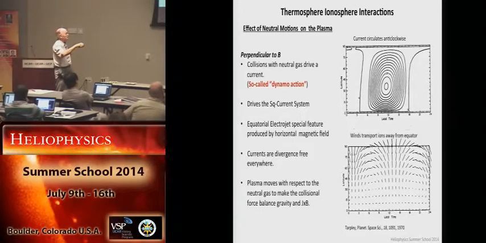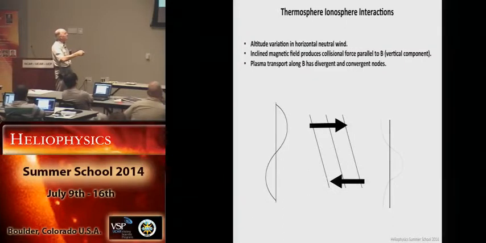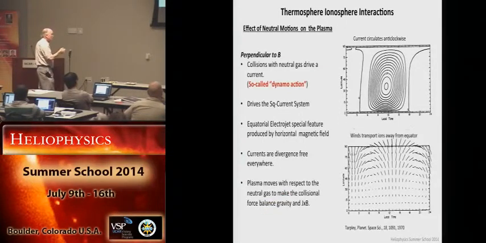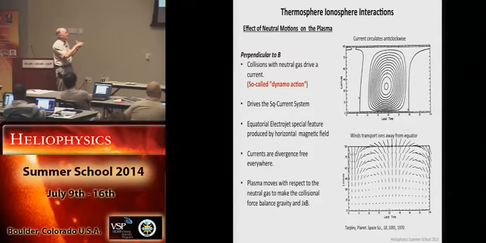And this circulation produces ion-neutral collisions. I'm not very good with this pointer. It produces ion-neutral collisions and currents that are distributed in this manner. So this current system here is a direct result of the ion-neutral collisions. And if you look into the plasma, you can deduce fairly straightforwardly that the plasma moves with respect to the neutral gas. What's in force balance is the collisions between the ions and neutrals and gravity. Those are the two forces that are applied to the plasma.